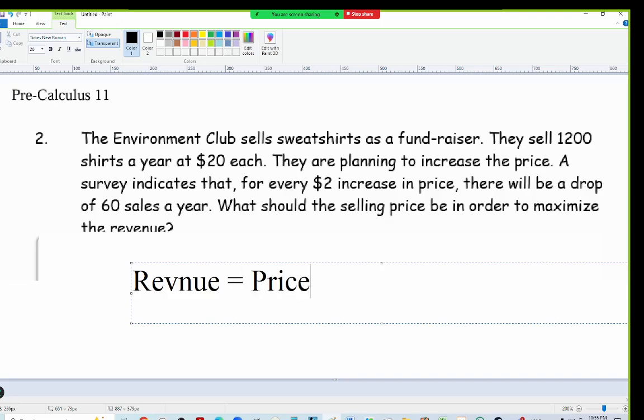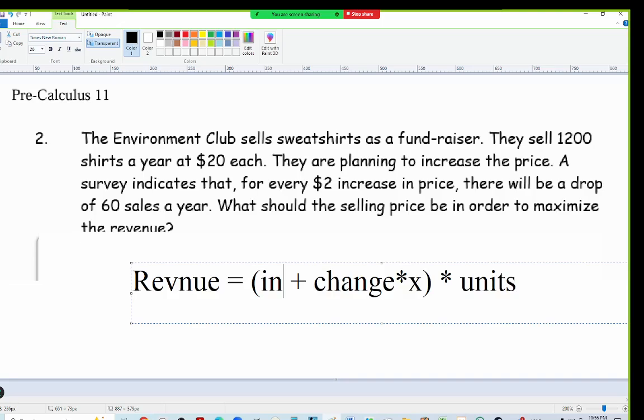So it's always price times units. What do I do to the price? How much did the price go up? $2 increase. Okay, so what would I put here? 2. No. So what did I always tell you? You start with the initial price, so 20, and then you plus the change times X.